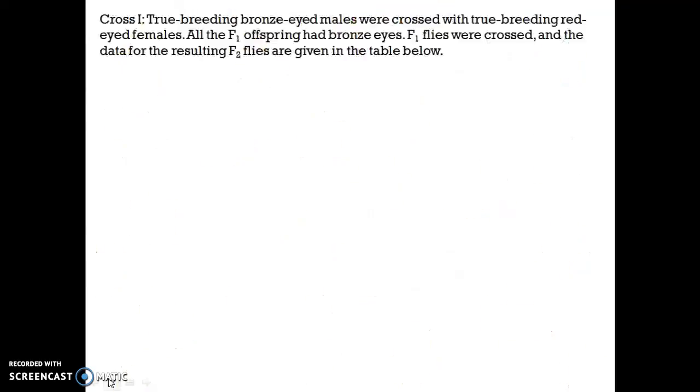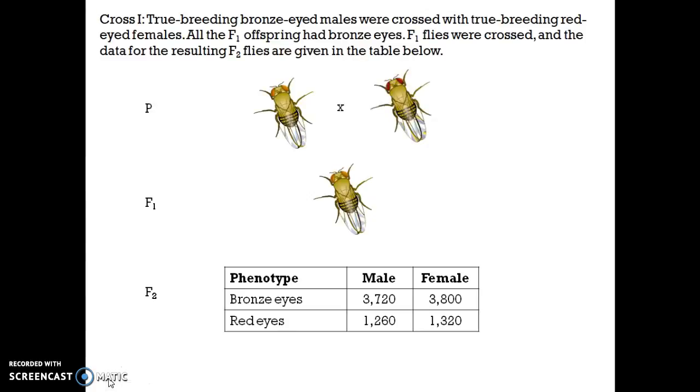Here we have true breeding bronze-eyed males crossed with true breeding red-eyed females. All of the F1 offspring have bronze eyes. If we cross the F1 flies, the data for the resulting F2 generation are shown in the table. So what can we actually learn from this data? Well, let's take a look.